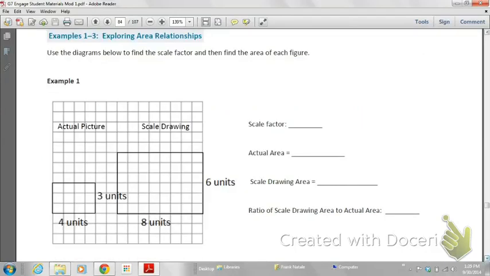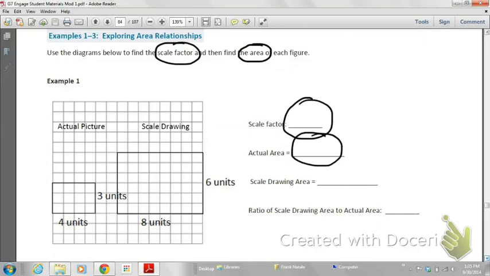Now we are going to look at a series of examples, actually examples 1 through 3, exploring these area relationships. So the directions here are: use the diagrams below to find the scale factor and then the area of each figure. So we want to find two things. We're going to find the scale factor and we're going to find the area.